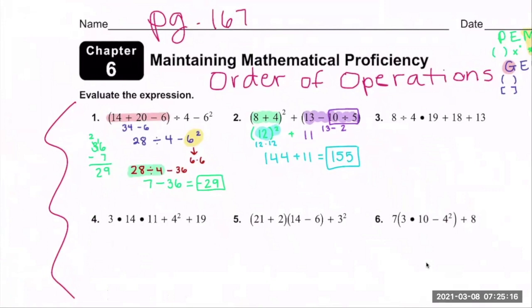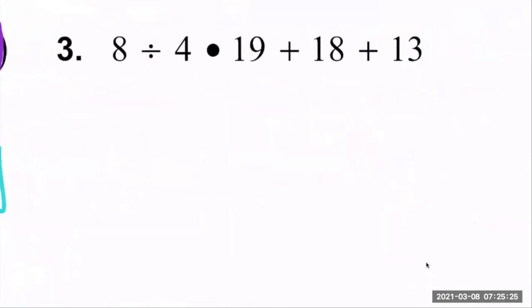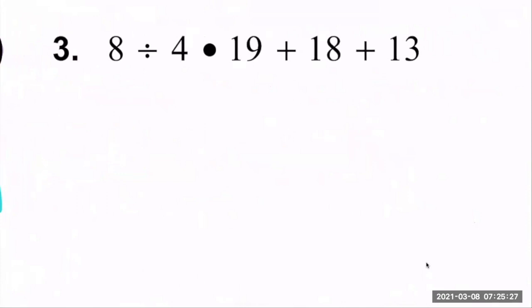And so I will do number 3 with you, and then I want you to try 4, 5, and 6 on your own. So number 3, I see division, multiplication, addition, and addition. So first I have to take care of my multiplication or division, but looking at it from the left to the right side is how I decide what I'm going to do first.